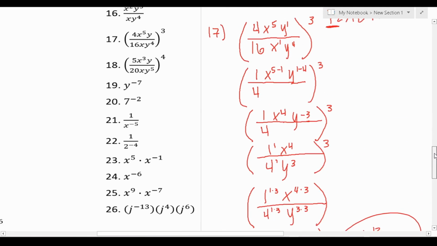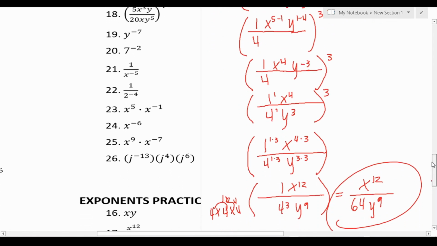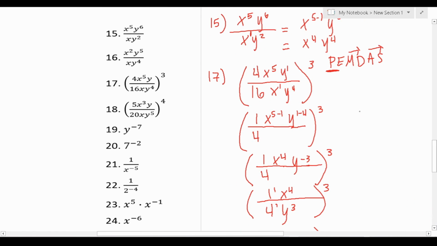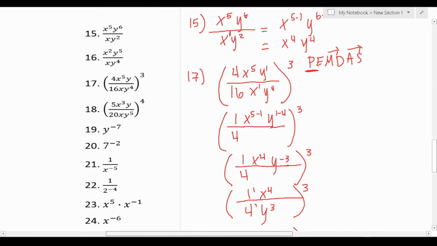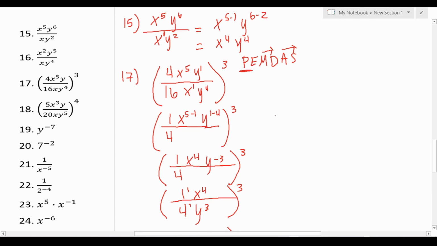Okay, so that one took quite a few steps, but nothing was too difficult. We just used the laws of exponents as well as the order of operations to do things as they presented themselves. Okay. Hopefully the next few are easier. I think they are. That said, let's move on to 19. 19 says y to the negative 7th. All right, so as I mentioned, you cannot leave your exponent with a negative in it. To make it positive, you simply shift it across the fraction bar. So this is going to be 1 over y to the 7th.